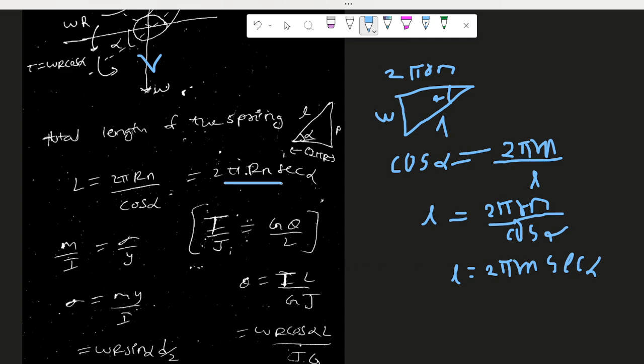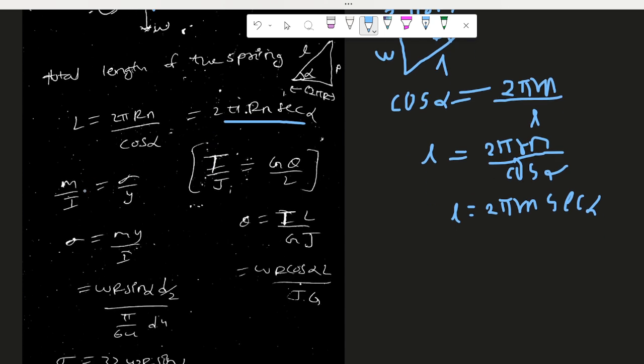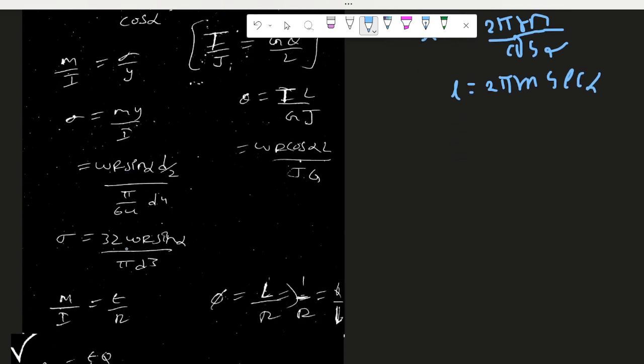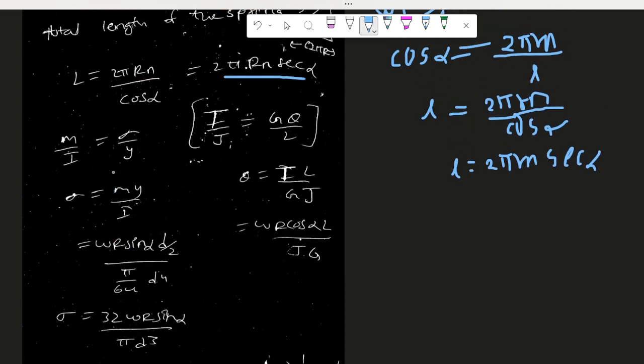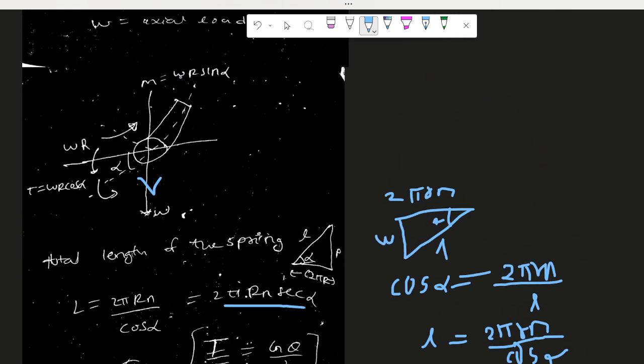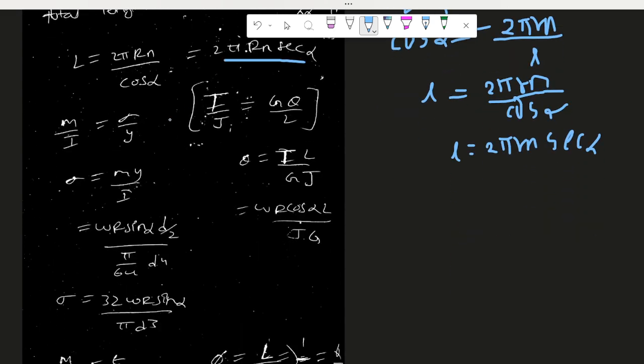According to the bending moment equation, M by I equals sigma by y, so the stress sigma equals M into y by I, where M equals W R sin alpha. Here y is the distance from the neutral axis, d by 2, and I is the moment of inertia, pi by 64 d power 4. Solving this we get 32 W R sin alpha by pi d cube.